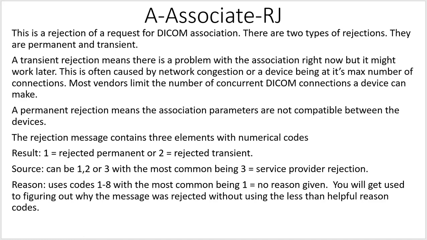Or maybe it's sending some to be archived and it's sending others to other different PACS systems or backup PACS, or maybe it's pulling studies back from the archive. It doesn't have to all be sending in one direction. These could be all happening in different directions. You can't have more than a certain number of concurrent DICOM connections. So that would be a transient rejection where, hey, when we get below 5, then you can try to send this again. A permanent rejection means the association parameters are not compatible between the two devices.